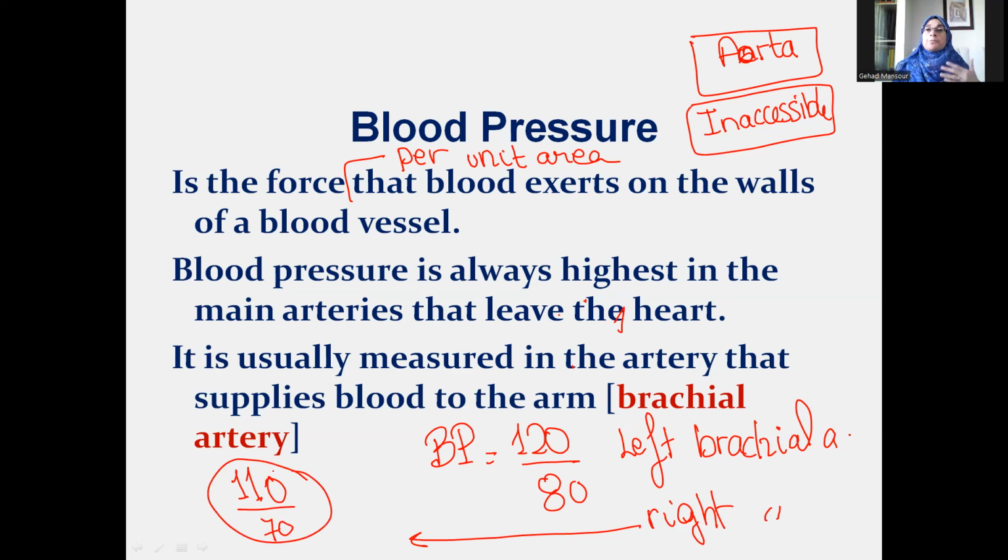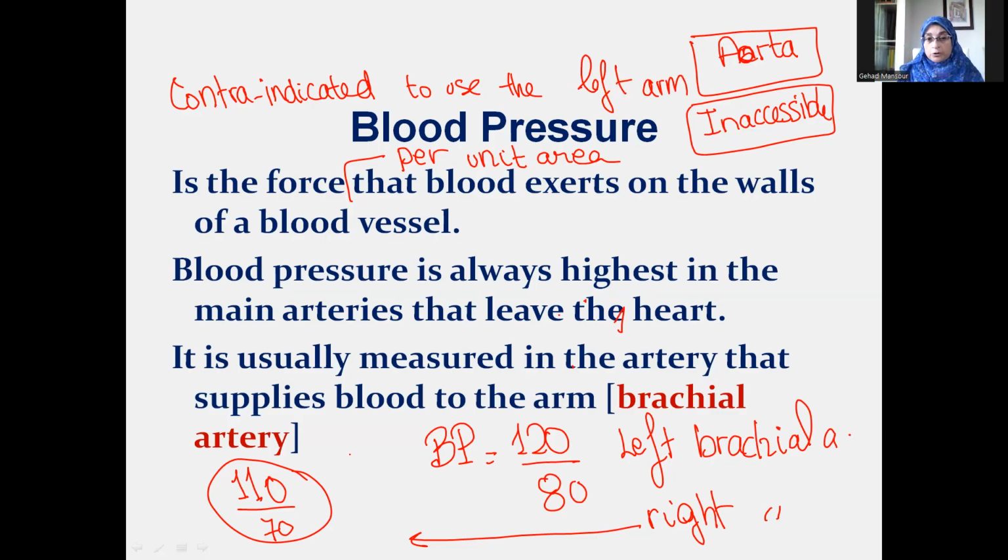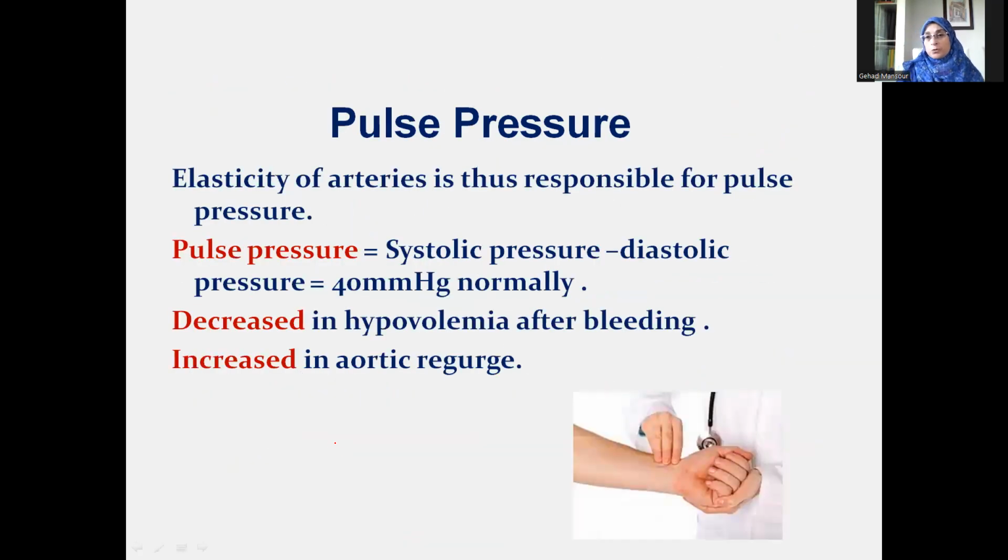In other words, if the left arm is inaccessible for a reason or another, or if it is contraindicated, contraindicated means you cannot do this because it is harmful to the patient, in such a case you would measure on the right side, but you have to take into consideration that you have to add 10 to both the systolic blood pressure and the diastolic blood pressure to make up for the difference between the right side and the left side.